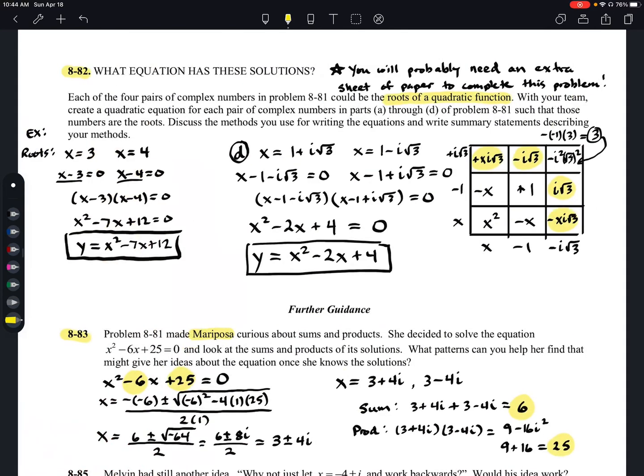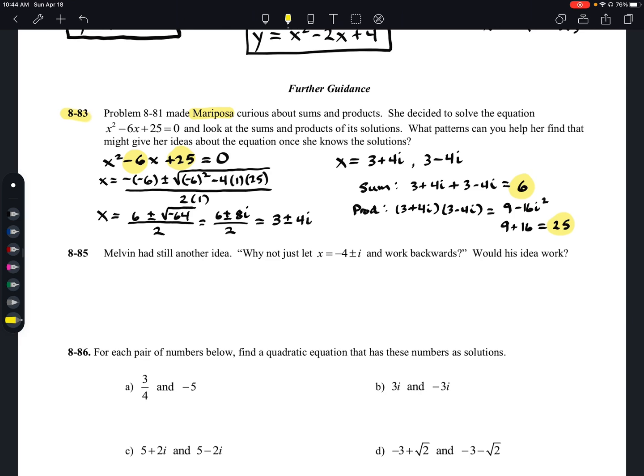So when we look back here, that should hopefully still make sense. I know I highlighted this one in yellow, but our middle term is always the opposite of the sum, and our last term is always the product. You probably want to write that down. So the middle term is always the opposite of the sum.